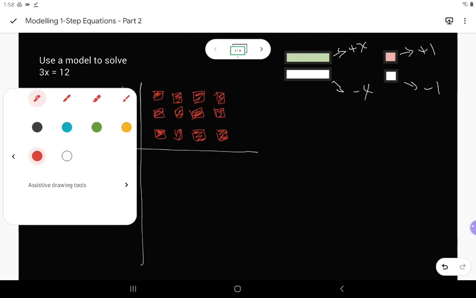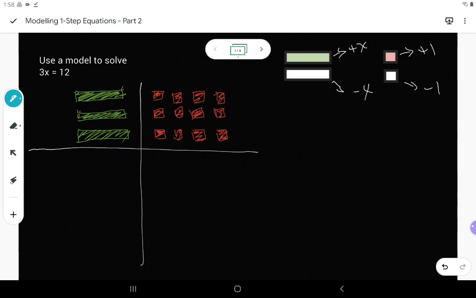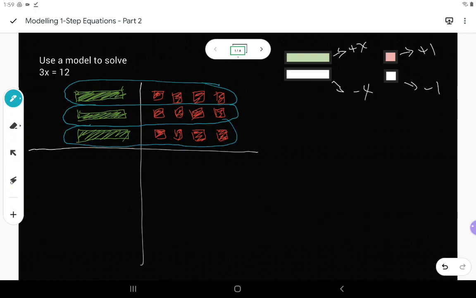And this type of model is really easy because all I'm doing is saying, well, how many ones match up with each of my x's, right? If I have 3 x's, can I split my stuff on the other side into 3 equal groups? That's really all I'm doing. I've got one group of an x and 4 ones, and another group that's exactly the same size that contains x and 4 ones, and one more group that's the exact same size that contains x and 4 ones.